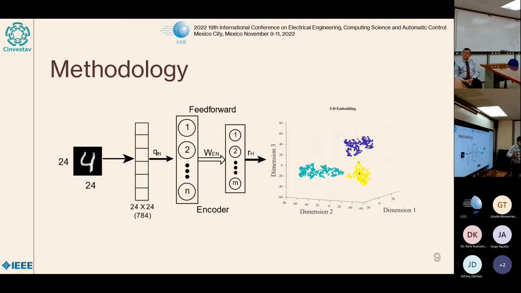For this case, concept when testing this architecture, we prove with number 0, with number 1, with number 2, and at the beginning, the results present a mixed graph.